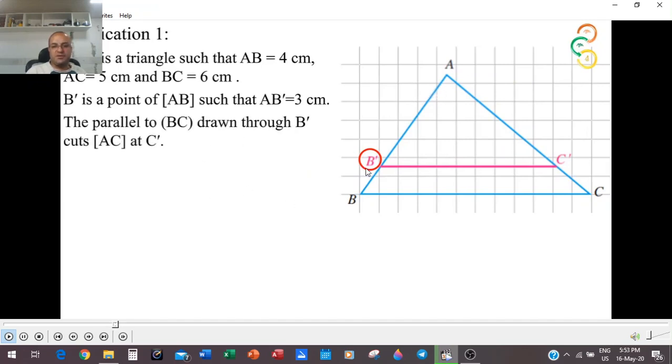The parallel to BC. So here we have parallelism. The line drawn from B prime parallel to BC. So B prime C prime is parallel to BC. So we can apply Thales theorem. It's a very important condition. It's a very essential condition to have two lines parallel in a triangle to apply Thales theorem. So the parallel to BC drawn from B prime cuts AC at C prime.